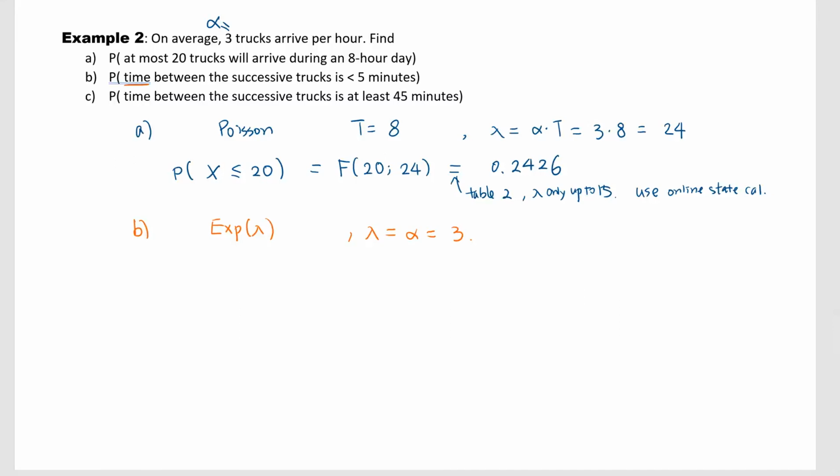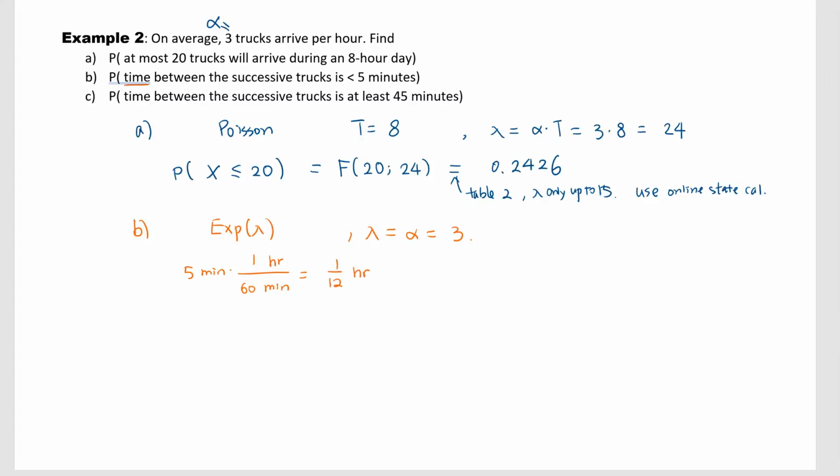However, for the exponential distribution, your lambda is always alpha. In the same problem, lambda is always the same. For the exponential distribution, we use the PDF to calculate. But here 5 minutes, and our unit is hours. We want to get rid of minutes and get hours. One hour is 60 minutes, so 5 over 60 is 1/12.